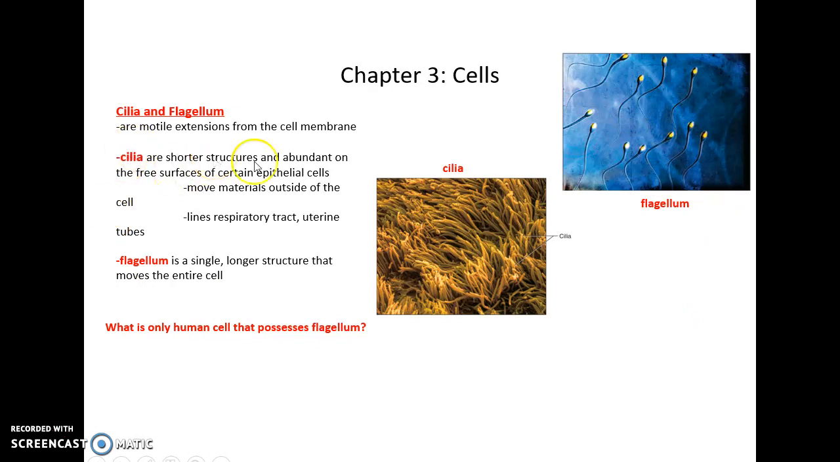Cilia, on the other hand, come in many, many hundreds or thousands or even more on the apical surface of a cell, on its free surface. And the cilia's job is to move materials outside of the cell. This could be mucus that is lining a structure such as the trachea, or it could be other things, fluids outside of the cell that need to be moved.